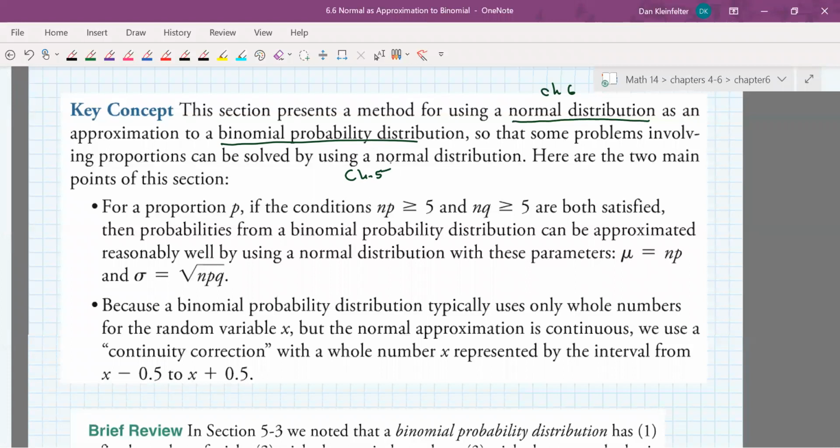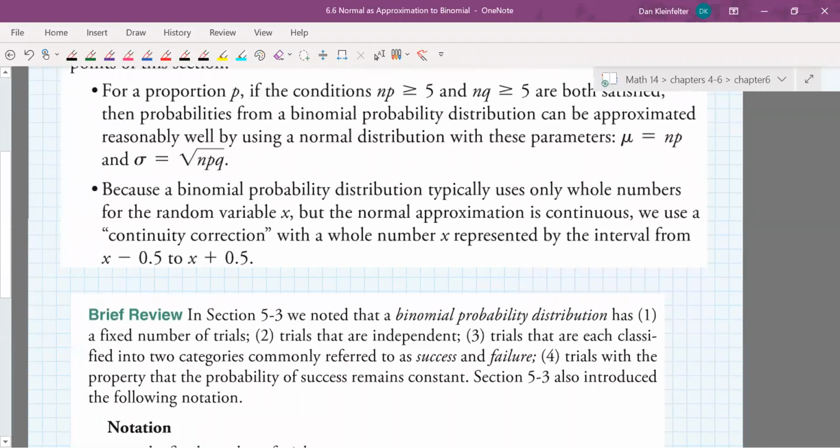There are, of course, some requirements that we need to pay attention to when we're going to do it. We need to have np to be at least 5 and nq also to be at least 5. So for a proportion p, if those two conditions are satisfied, the probabilities from a binomial distribution can be approximated reasonably well using a normal distribution, where the mean, the mu for our normal distribution, will be np, and our sigma for the normal distribution will be the square root of npq. So there's our mean and standard deviation.